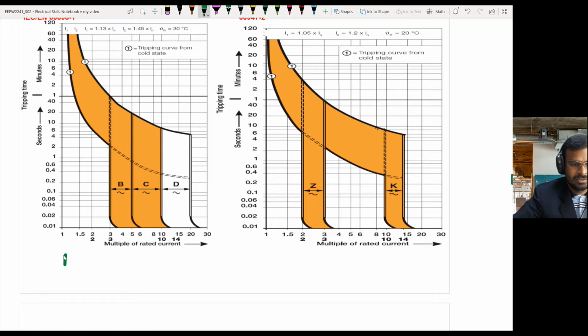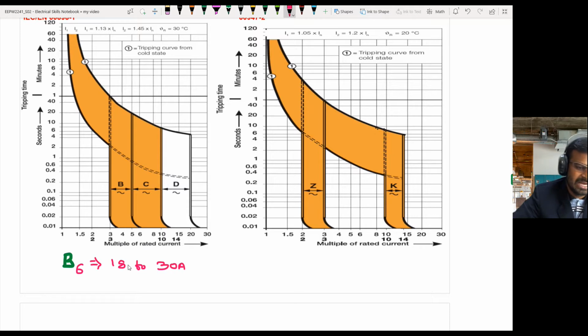Okay, so just to have a comparison, let me take a thinner one. Comparison between the B6 and C6. As per the trip range we discussed a little earlier, it is 3IN to 5IN. So for 3IN, we will get 18 amperes to 30 amperes. So this is the trip range.